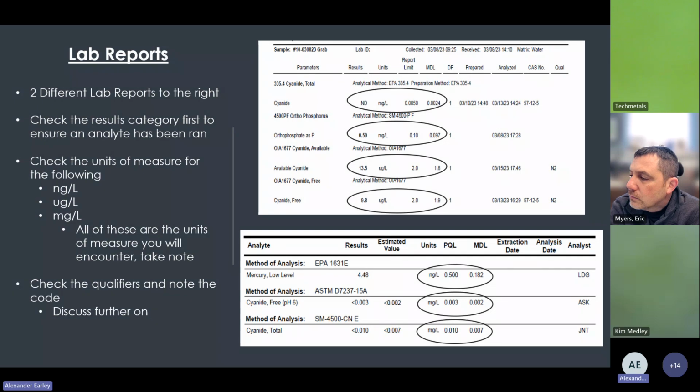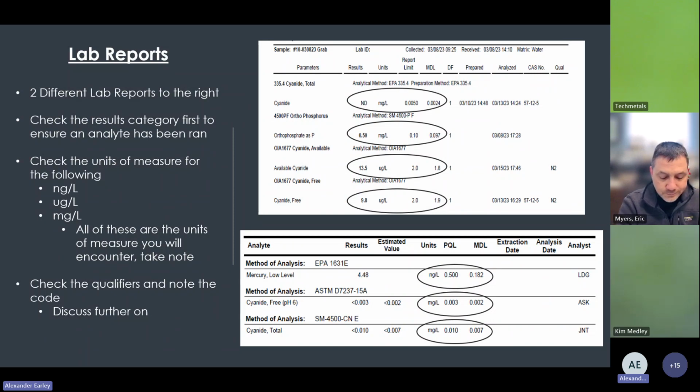On the bottom picture, you'll notice you'll see nanograms per liter. Make sure that you do that conversion as well. Check the MDL, because you will have to change the MDL on that as well. Now, this one doesn't list any qualifiers on it, but we'll go over qualifiers in the next couple of slides.